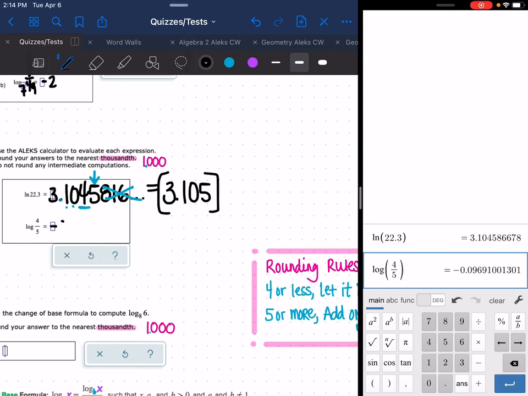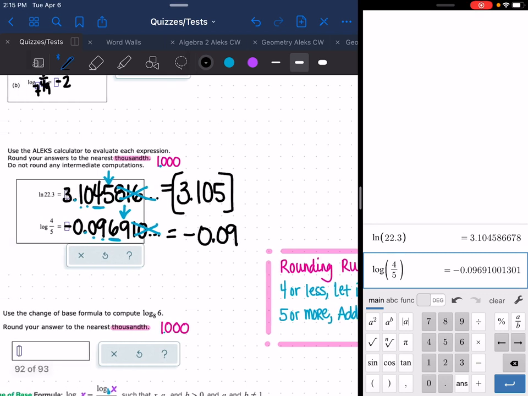So here we go, negative 0.0969110 dot, dot, dot. Once again, I find my decimal. Ooh, there we go. Find my decimal, 1, 2, 3, because it's thousandths. This one's going to help me. These ones I didn't need to copy. Now I'm going to decide with the 6, and I'm looking at the number with the arrow above it. If it's 4 or less, I'm going to let it rest. If it's 5 or more, I'm going to add one more. It is 5 or more, so I'm going to go ahead and say 7.